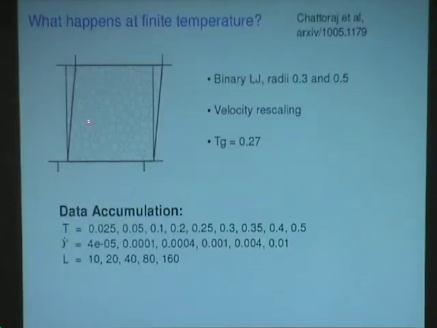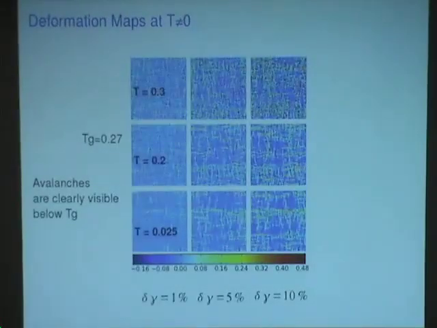We ran the same type of simulations, same system with velocity rescaling. We measured our Tg with standard procedures, and we accumulated tons of data, really a lot. So just to show you a picture, these are the strain maps as we accumulate strains at different temperatures. Our Tg is 0.27, so 0.2 is perhaps small compared to Tg for anyone working on a real glass. But at this value, we already find very significant patterns.